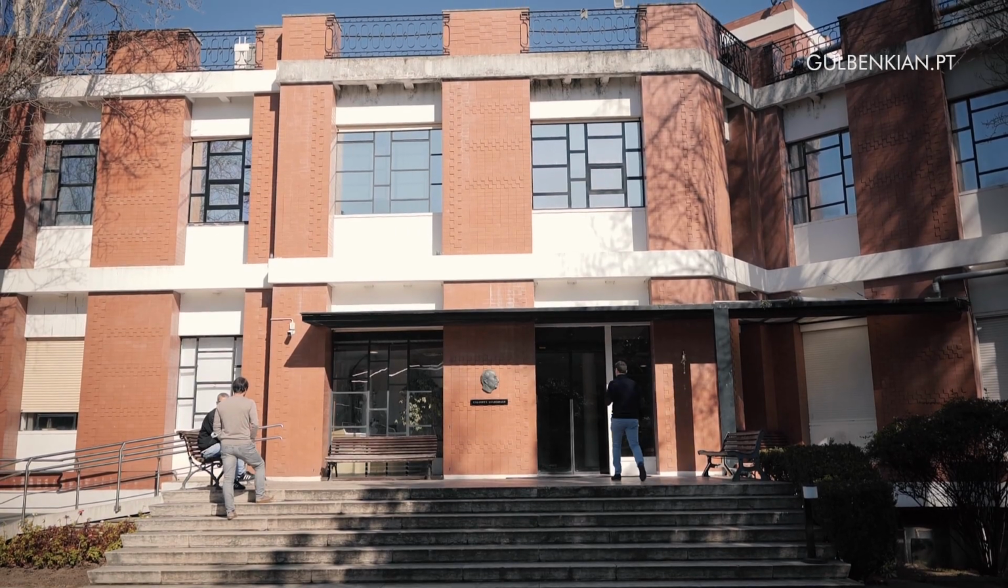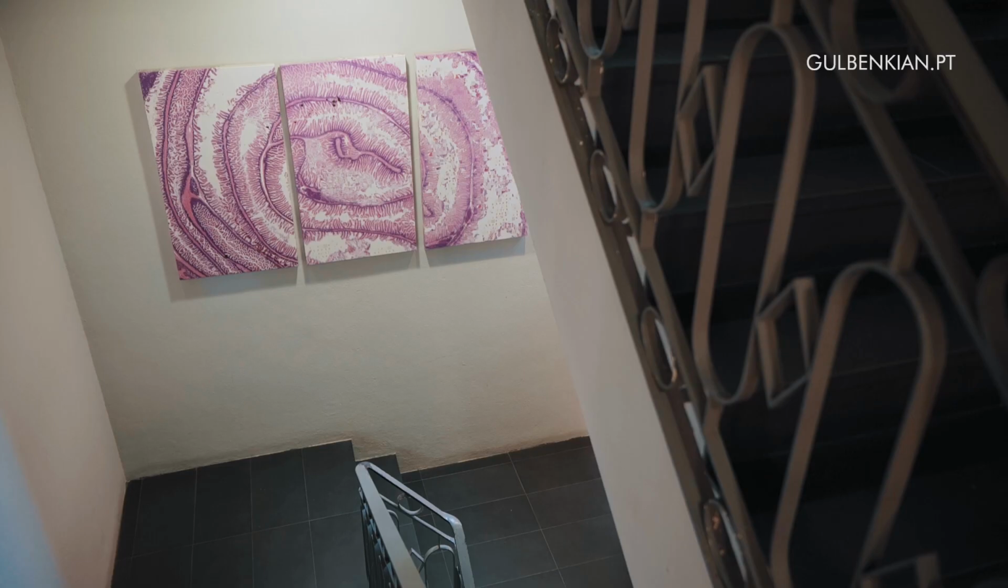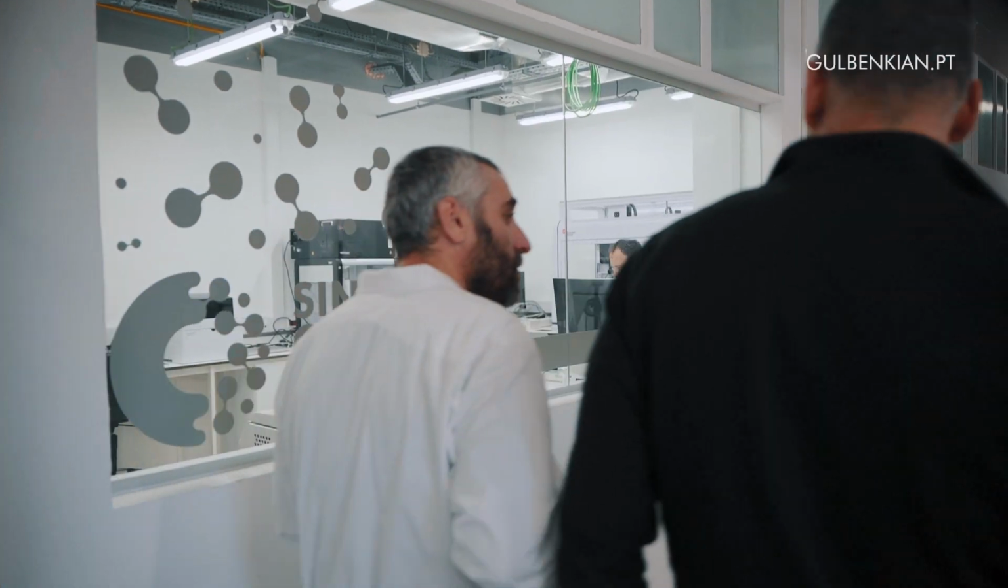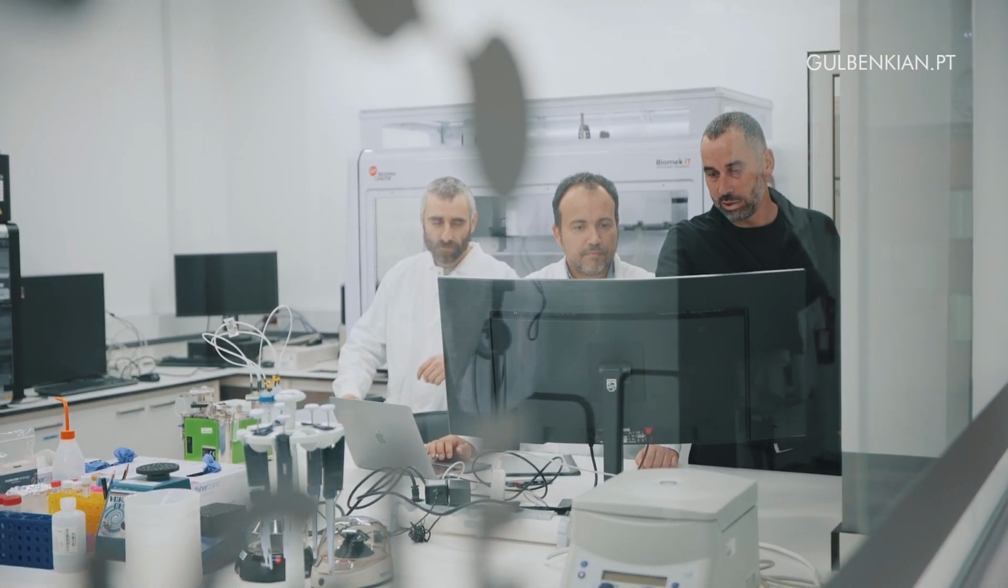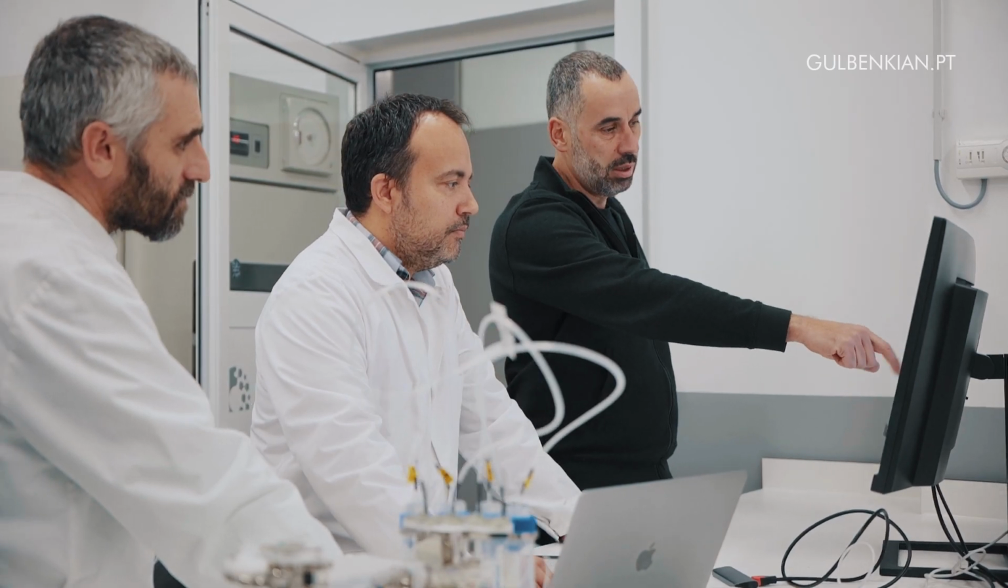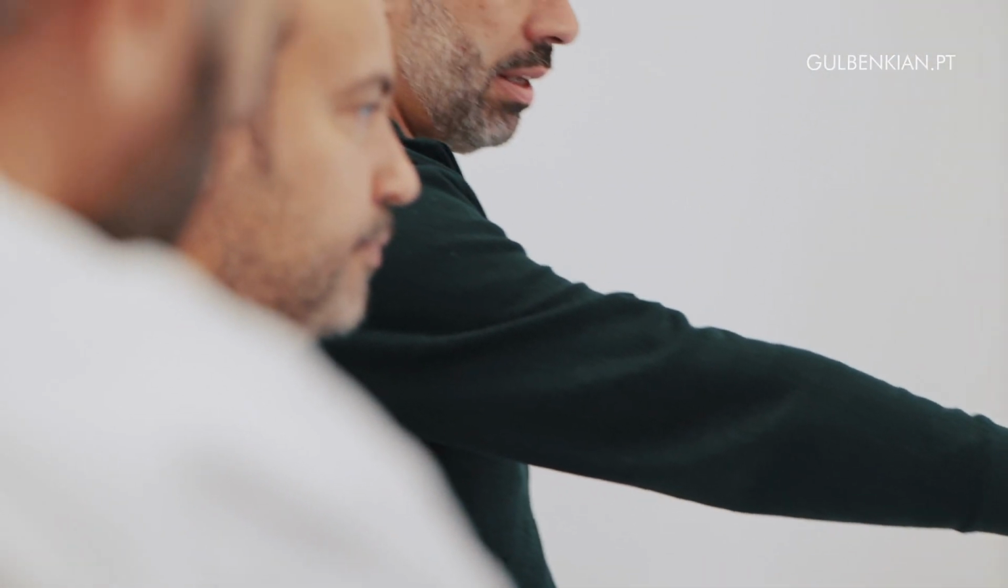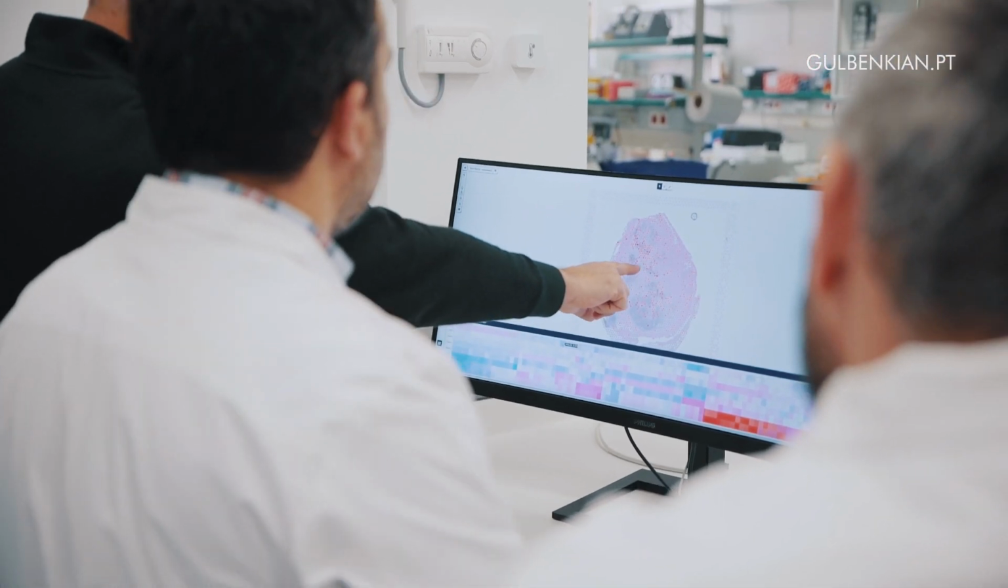Transcriptomics is a very powerful tool in research. It gives us the profile of RNAs that exist in a sample. Genomics gives us the genes that exist in a sample, and transcriptomics tells us which ones of them are active.